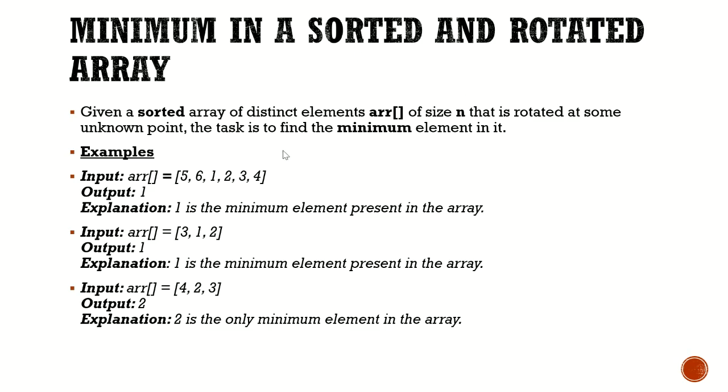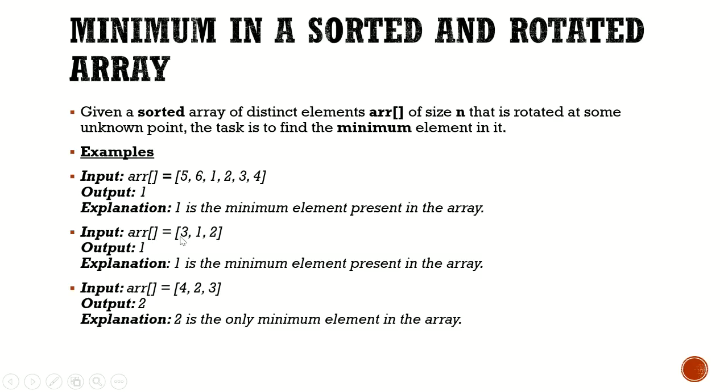And here the tricky part is the array is sorted and then it is rotated either in a left or a right way. Let us go into the examples. In the first example, we have 5, 6, 1, 2, 3, 4. So it is sorted and it is rotated twice. So the minimum element is 1. So we should return the output as 1.